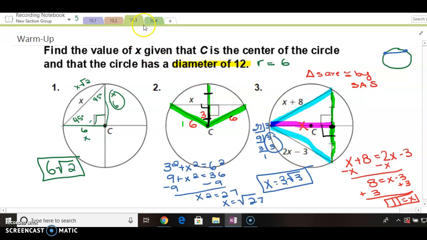Now on number 3, you can determine that these triangles are congruent by the side angle side theorem, and if they're congruent, this and this are corresponding sides, so you would set them equal, and you'd get x equals 11.